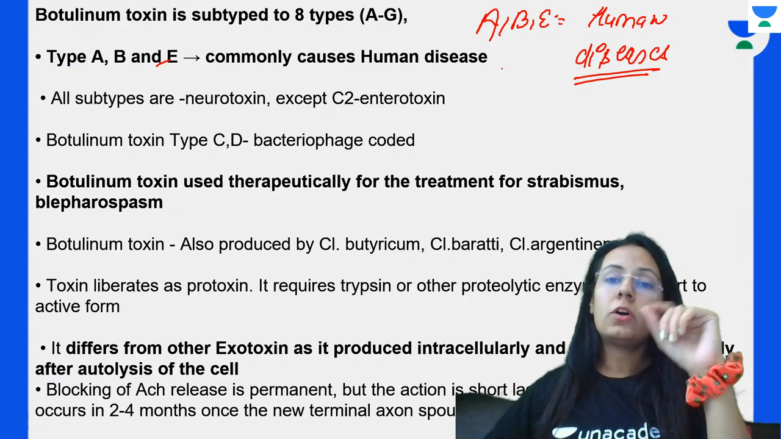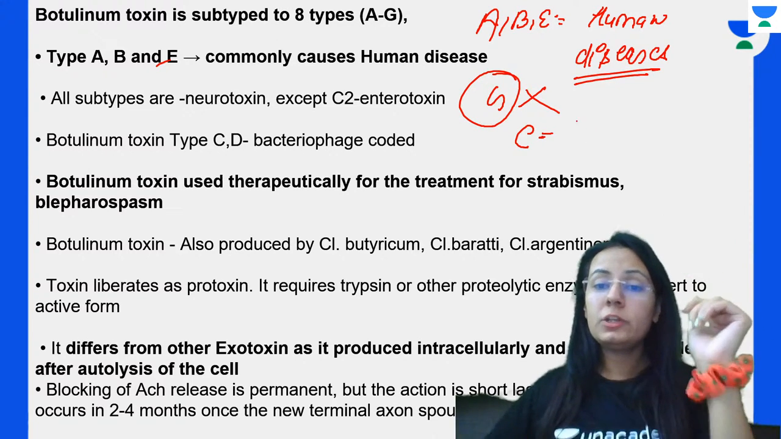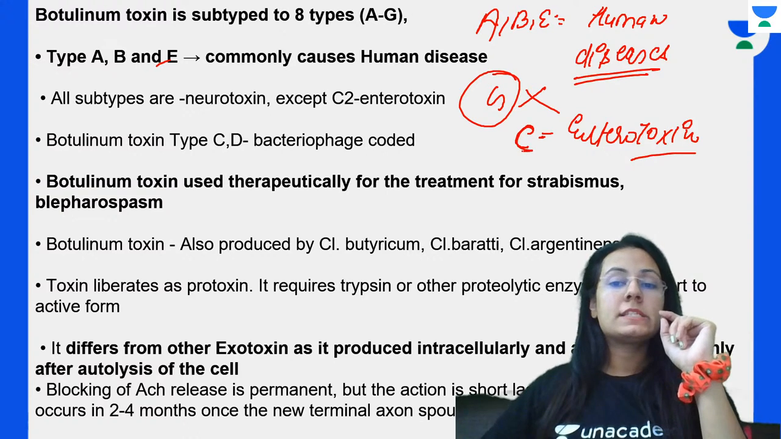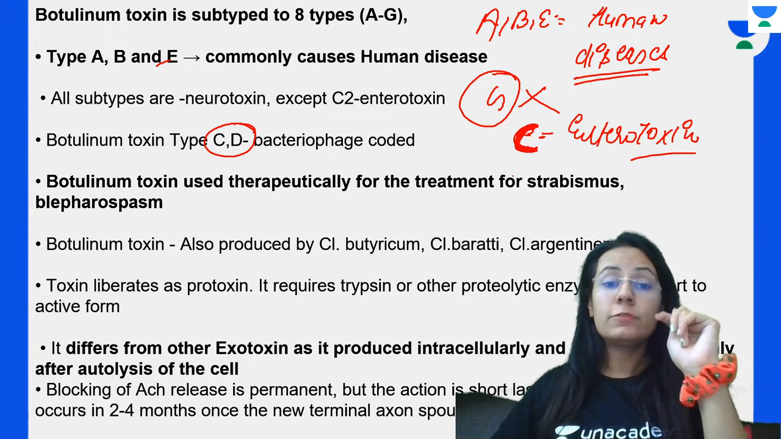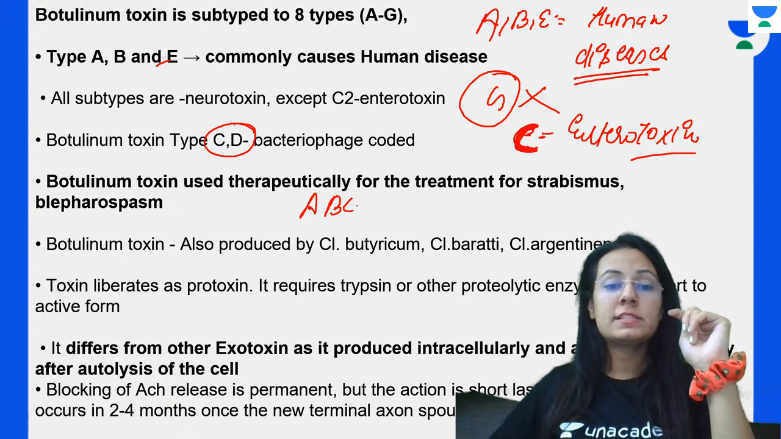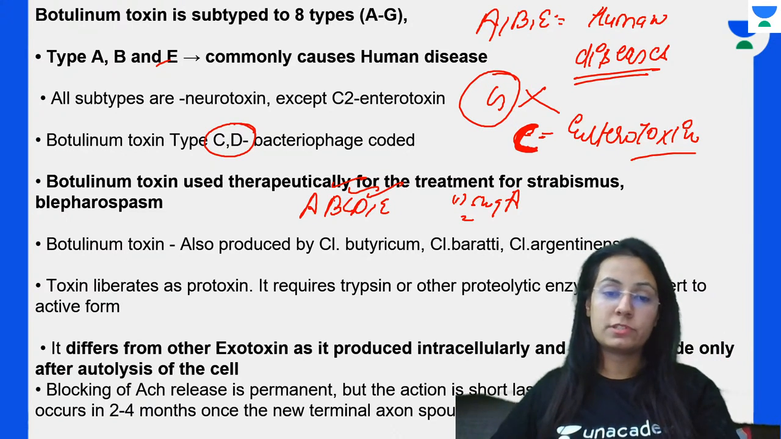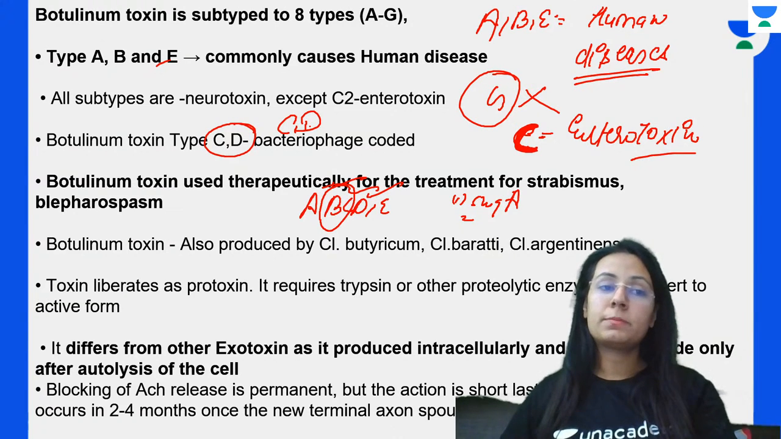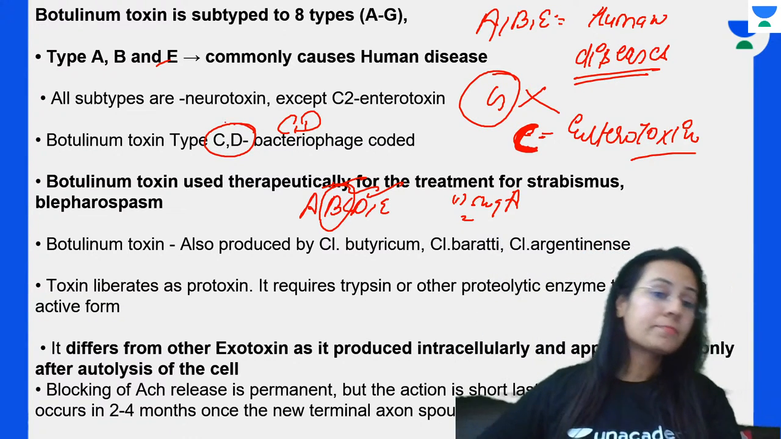Alright, I already told you that G is not causing any disease, and C is not a neurotoxin, it is an enterotoxin. Although botulinum toxins are neurotoxins, C is an enterotoxin and G is not causing any disease. Alright, botulinum toxins C and D are bacteriophage coded. If you remember the mnemonic for bacteriophage coded toxins: A, B, C, D, and E. A stands for Shiga toxin, B for botulinum toxin, C for cholera, D for diphtheria, and E for enterotoxin of Streptococcus pyogenes. So B is botulinum toxin, and that is C and D. Remember, the most human pathogenic toxin subtypes are A, B, and E, G is not causing any disease, C is an enterotoxin, otherwise botulinum toxin is a neurotoxin.